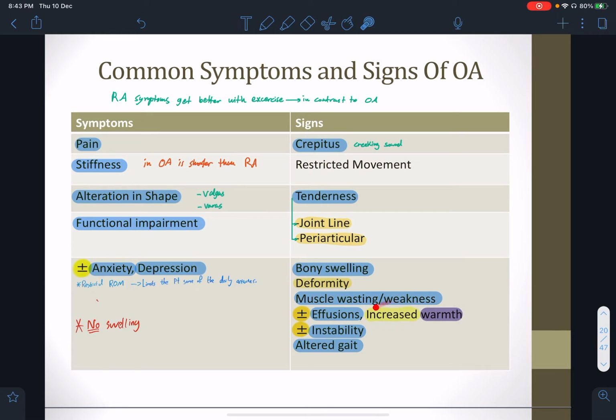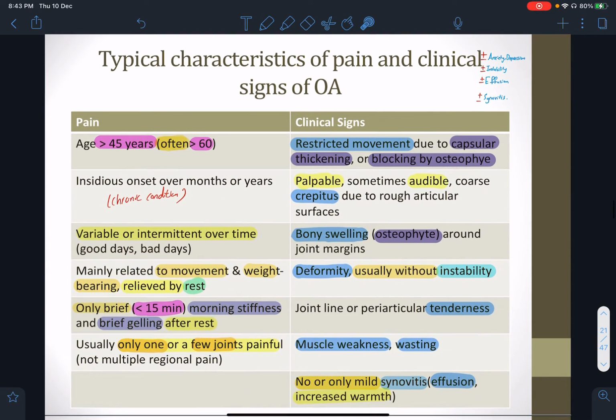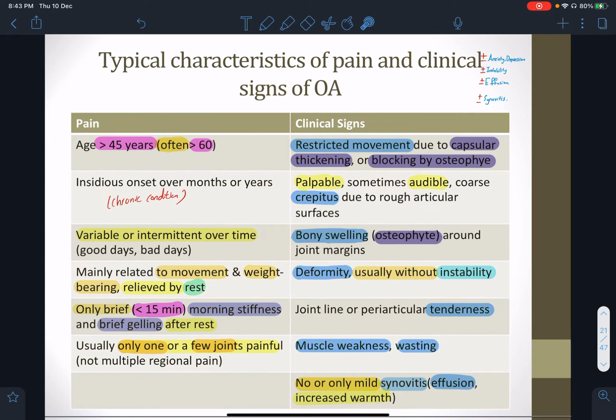For effusions, if you notice some increased warmth, you might have septic arthritis in your differential, and if you have septic arthritis, you need to take immediate action and deal with it in the ER. While osteoarthritis just has an insidious onset, over months and years. It doesn't come acutely, suddenly, in a few days.